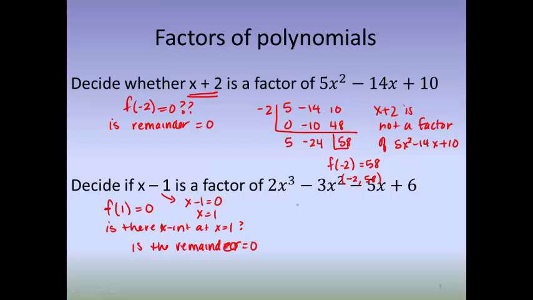So let's go for it. So I put in the 1. And I have 2, -3, -5, and 6. Let's give it a whirl. We drop it down, we get a 2, we multiply, we add, we multiply, we add, we multiply, we add. And the answer is yes, x minus 1 is a factor of that polynomial, which would mean that x equals 1 is an x-intercept, (1, 0). We have an intercept here. We have a factor here. All right, great job.